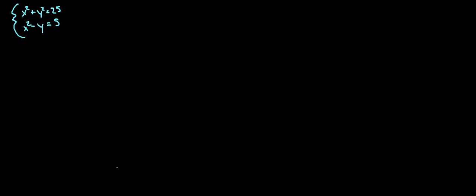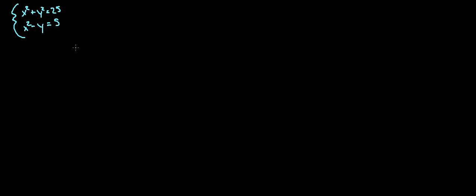In systems of nonlinear equations, I'm dealing with equations that are not lines. At least one of them has to be something other than a line. But the idea is still the same. What I'm going to be looking for are a set of numbers that will be true for all of the equations in the system.